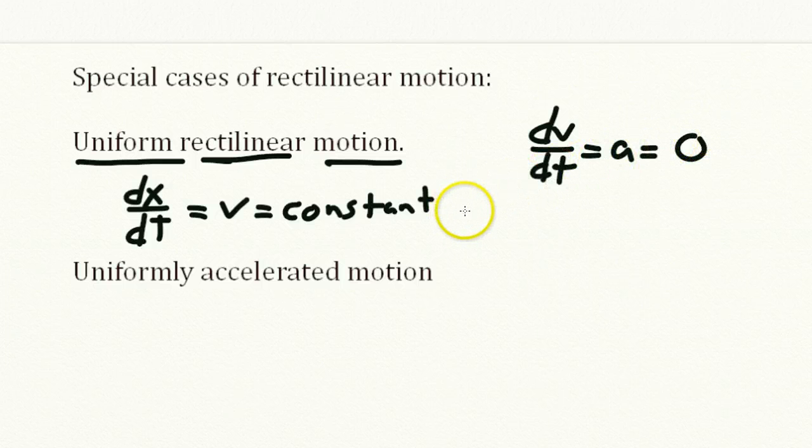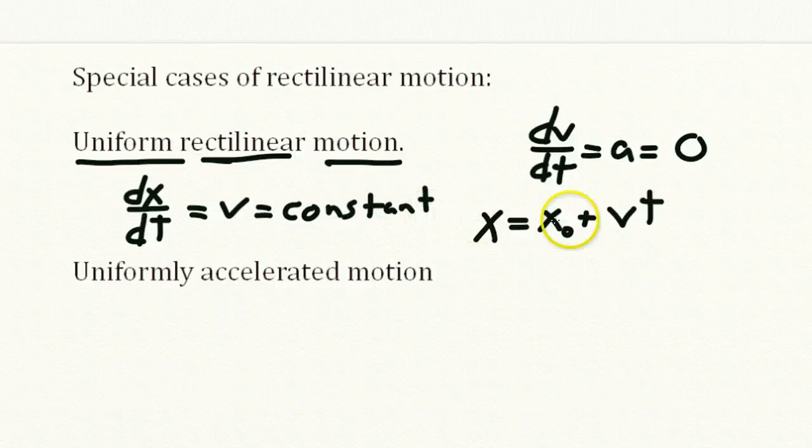And because of that, we could write the equations of motion with this special equation as this. X as a function of time is just going to equal some initial x naught, we'll call it, plus the velocity times time. In this case, the velocity is a constant, so that's just some number. So given the time, we can easily write down the position.